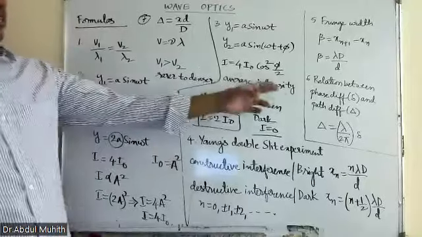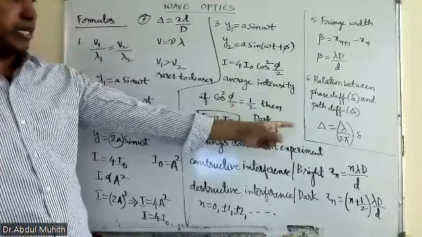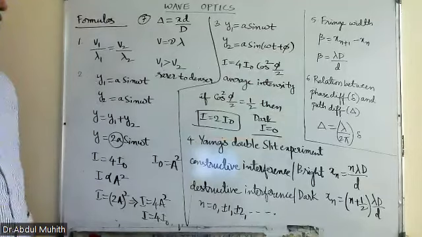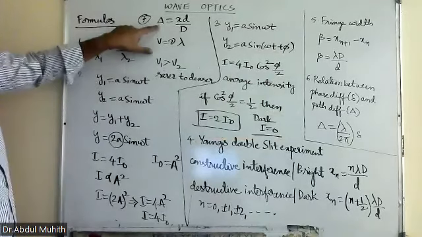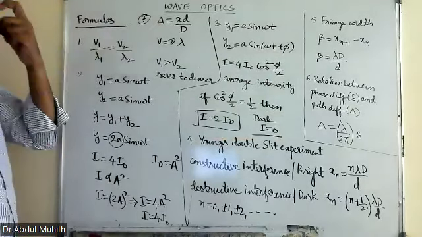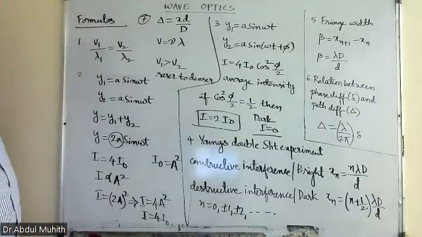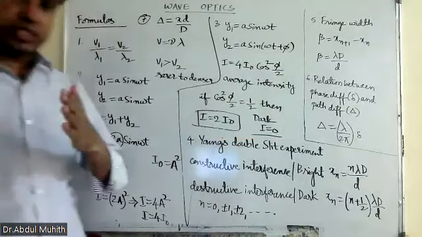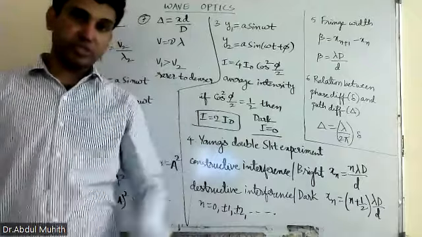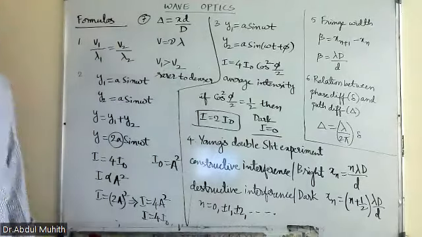Now the relation between phase difference and path difference: lambda by 2 pi is equal to small delta by phi. And here one more formula, this is a formula for path difference: x into small d by capital D. What is x? x is the distance from the central fringe to that fringe. Please copy this one.